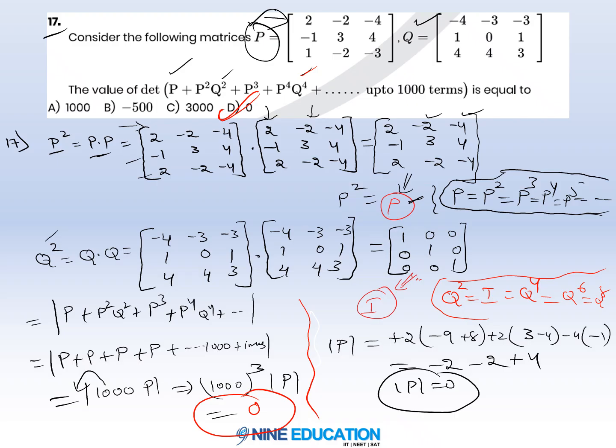See, in our case, another approach will be, we can even avoid finding this P square part and Q square part. In this expression, directly we can take P common, right? So we'll get P common here. Find just det of P. If you find det of P, it is coming out to be 0. So det of P into any value will be 0. This is option D.